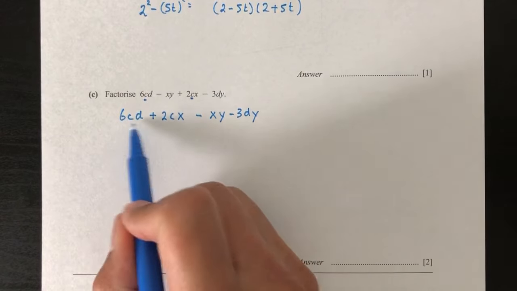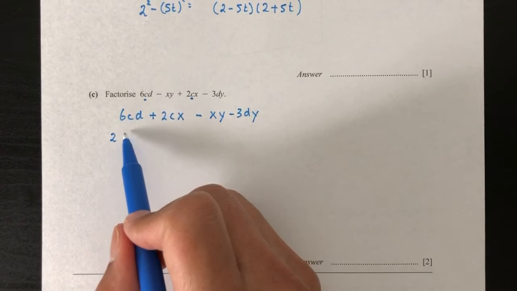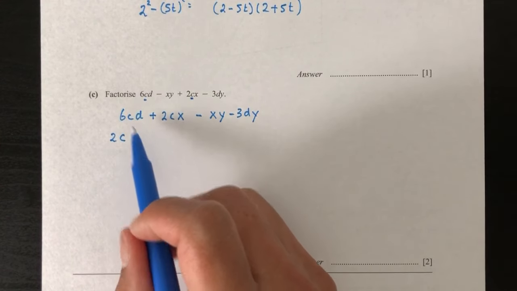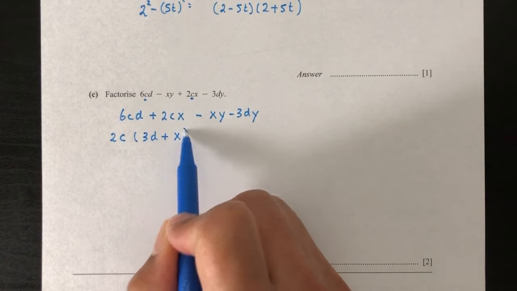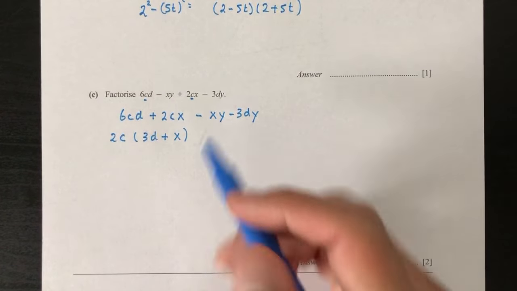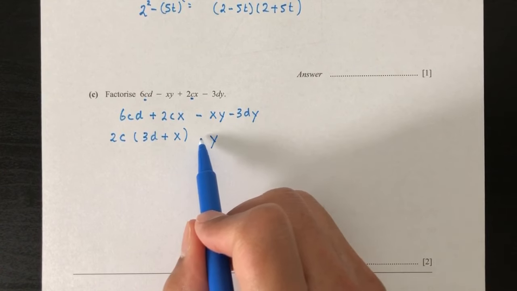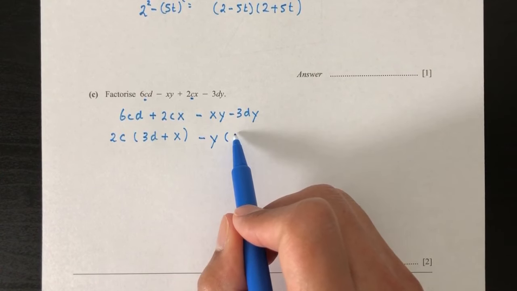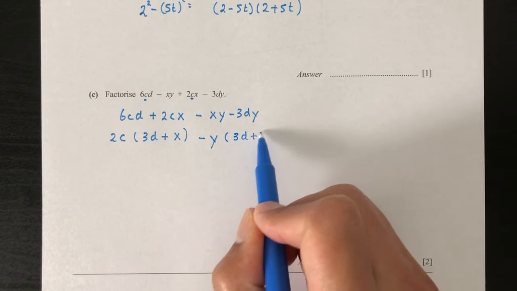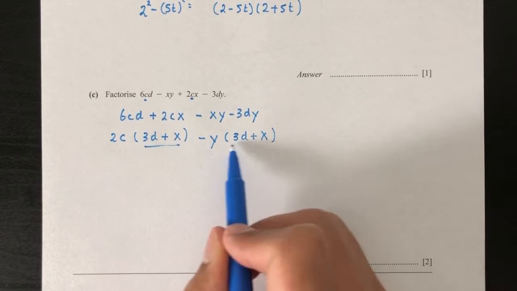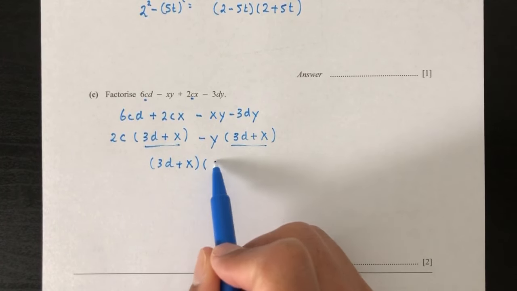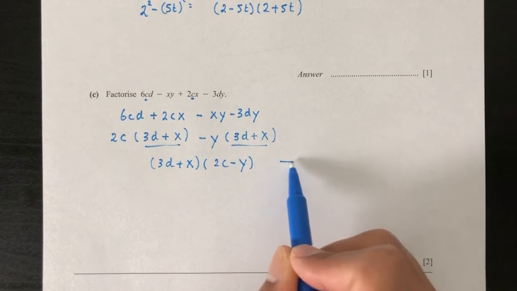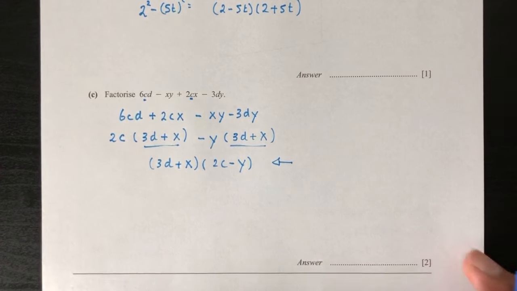Okay, so here we have common. We have 2 and c are common. So I will have 3d plus x. And here I have y is common and minus is common. That will be 3d plus x. So this is the same, so you take it out, you will have this, factorize that, 2c minus y. And that will be your answer for factorization.